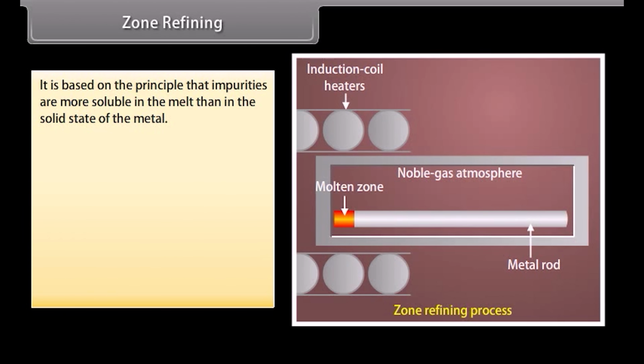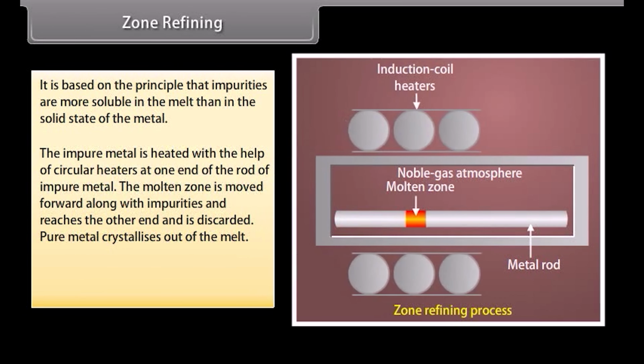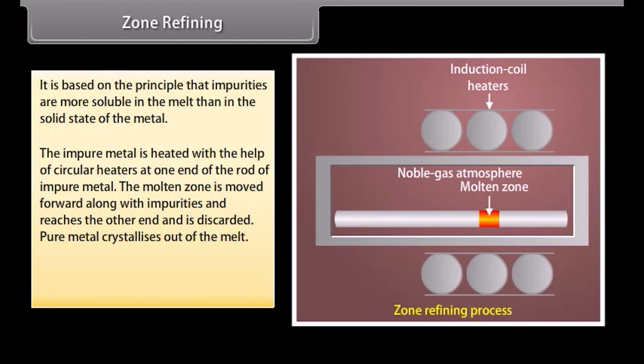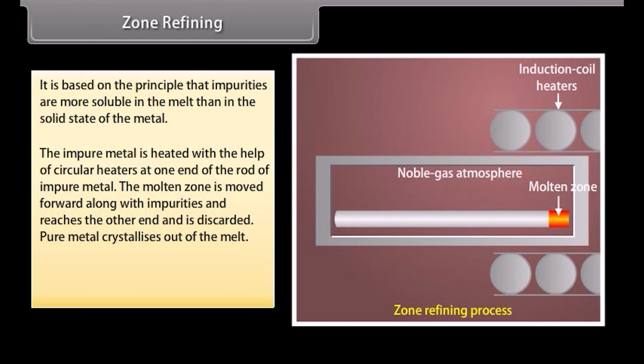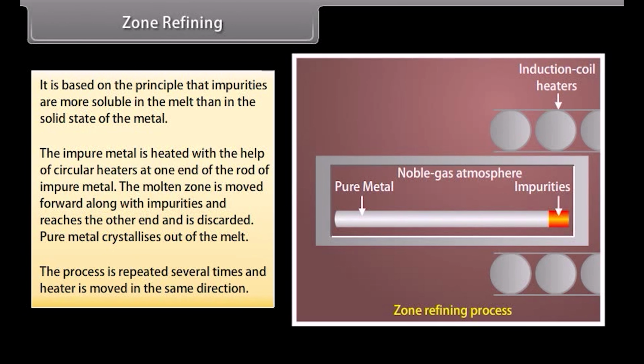Zone refining. It is based on the principle that impurities are more soluble in the melt than in the solid state of the metal. The impure metal is heated with the help of circular heaters at one end of the rod of impure metal. The molten zone is moved forward along with impurities and reaches the other end and is discarded. Pure metal crystallizes out of the melt. The process is repeated several times and heater is moved in the same direction. For example, it is used for purifying semiconductors.